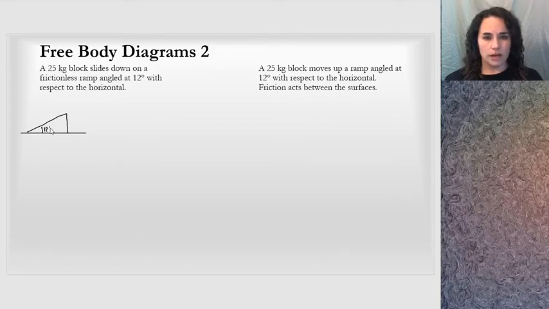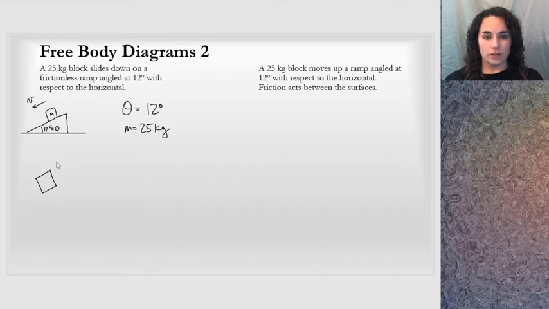I can label that, and that can equal theta. I'll write that over to the side: theta equals 12 degrees. There's a mass on here, m equals 25 kilograms, and it's sliding down, so I know there's some sort of velocity in this direction. When I draw the free body diagram, I am going to just keep it oriented at the 12 degrees.